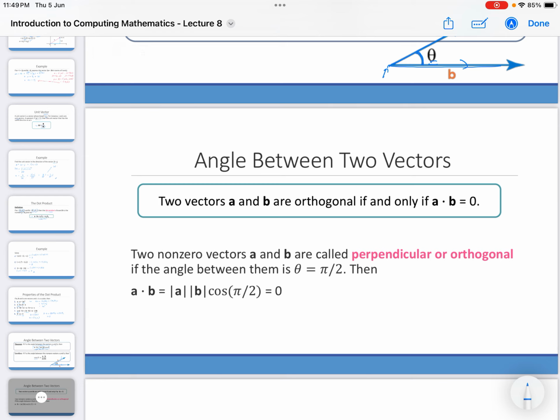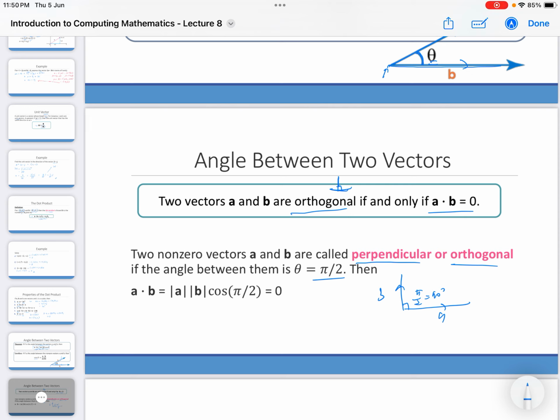Okay, and then two vectors A and B are orthogonal or perpendicular, 90 degrees, if and only if A dot B equals 0. So the two non-zero vectors A and B are called perpendicular or orthogonal if the angle between them is pi over 2. So let's say this one is vector A, and this one is vector B, and then the angle between them is pi over 2 or 90 degrees.